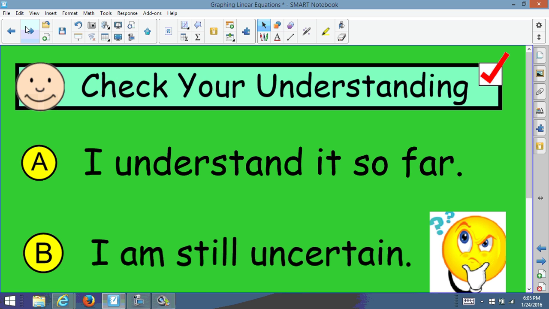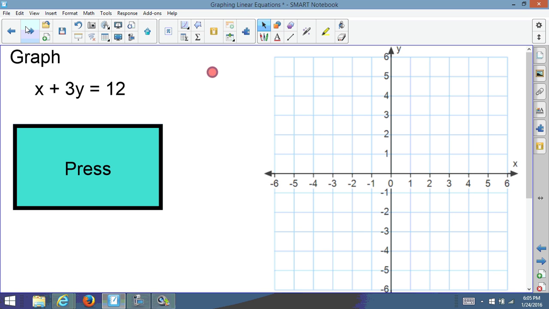So check your understanding. If you understand it so far, great. If you're not sure, rewatch the video, see what I've done. I want to take it a step further. Here's a question where you have to adjust it to y equal mx plus b. So make sure you solve it for y. Even though it's not solved for y, you have to solve it yourself. So hopefully you'll be able to do that.